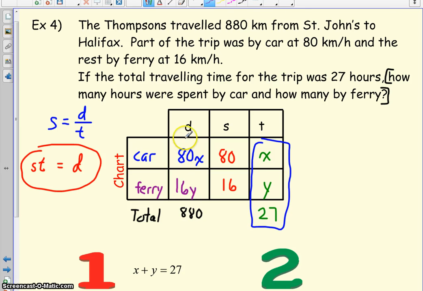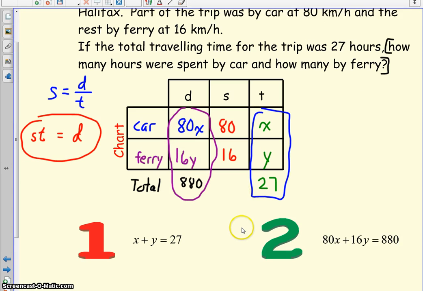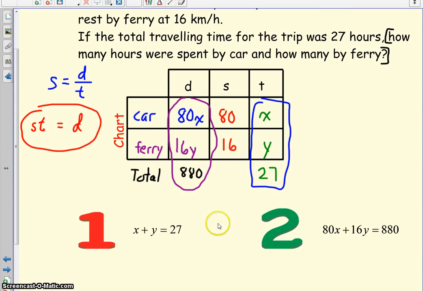And once I have that, I actually have enough information here to create a second equation. Distance by car plus distance by ferry is 880 kilometers. So 80x plus 16y is equal to 880. Okay, so again, a lot of information going on in this question. Once everything's organized and you play around with the distance, speed, time formula, you can create some equations.